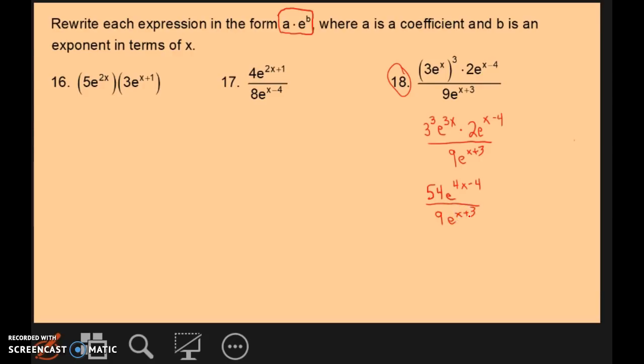Where I'm at now is I've got two parts that have a base of e, a numerator and a denominator, and I'm trying to put those together. I'm going to start with my coefficients and divide 54 by 9, which gives me 6. Then my base e, because I'm dividing, I'm going to subtract my exponents. So 4x minus x is 3x, and negative 4 minus 3 is negative 7. So it's 6e to the 3x minus 7.